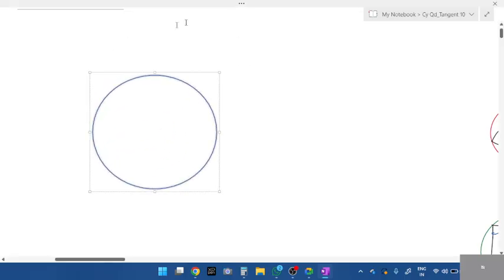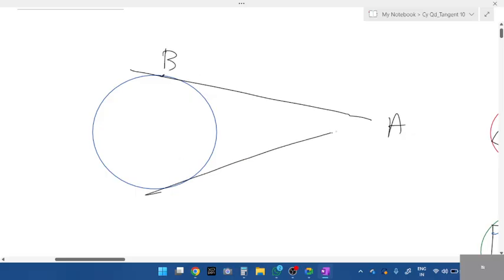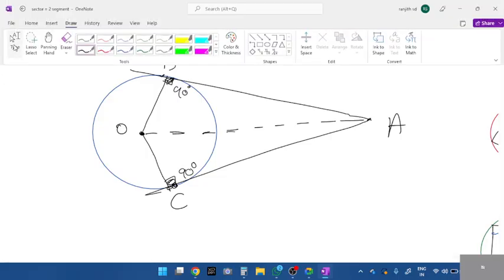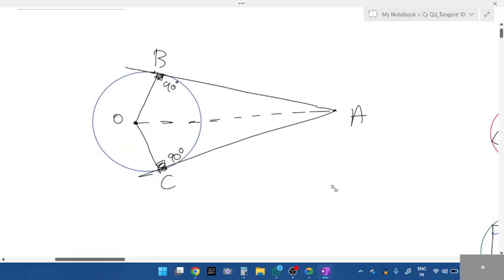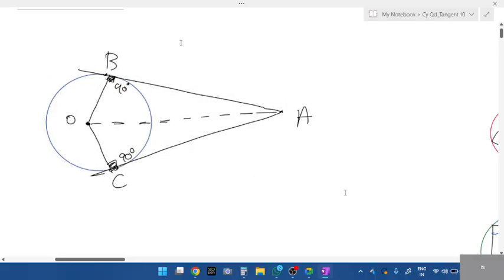Next, what if two tangents are formed? Two tangents like this, with points A, B, and C. From the center O, which touches the tangent at 90 degrees, again it touches here at 90 degrees. If I connect the center to this point, we have two triangles here. Both the triangles are congruent, students.